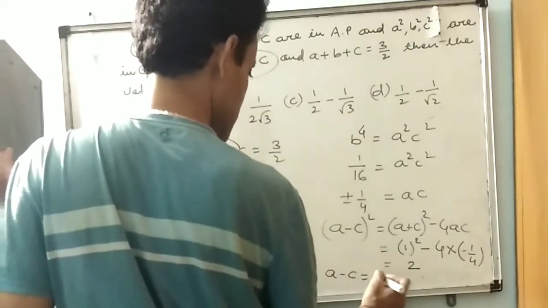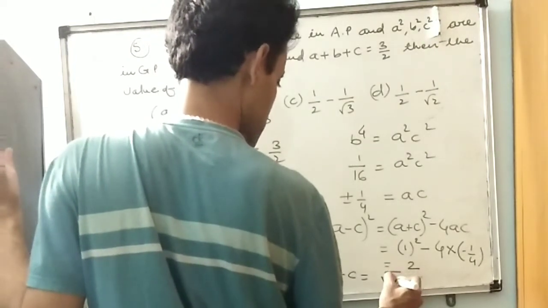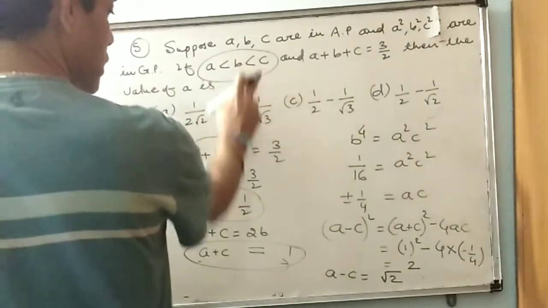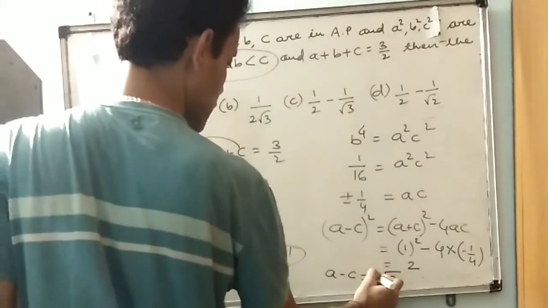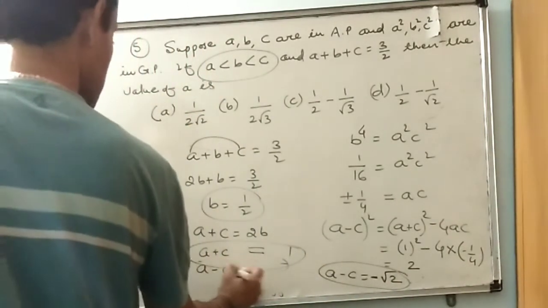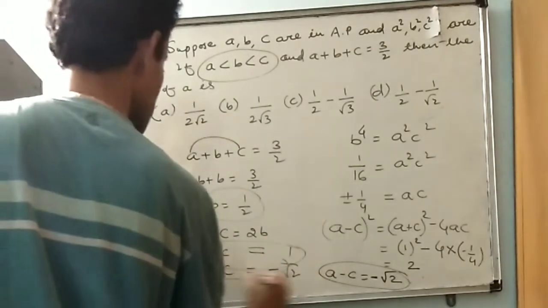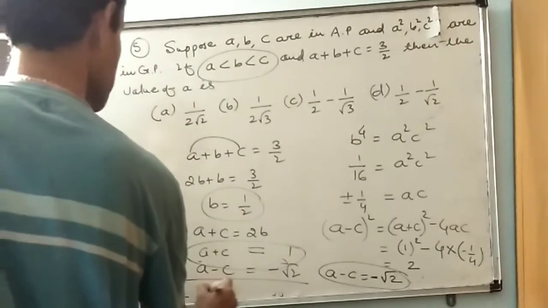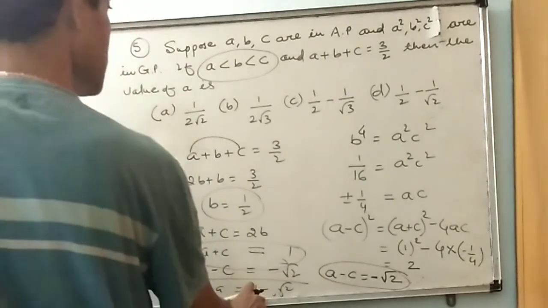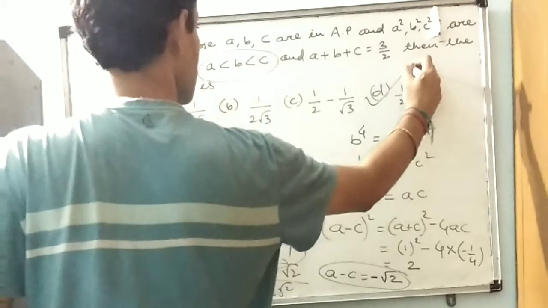Therefore we'll get A minus C is equal to, again we have two options, should we take plus root 2 or minus root 2. Look at this, since C is bigger, therefore A minus C will give us a negative value. So A minus C is equal to minus root 2. Simplify this one with A plus C, and we want to know the value of A. Alright, we got it. 2A is equal to 1 minus root 2. So A is 1 by 2 minus root 2 by 2, that is 1 by 2 minus 1 by root 2. Option D is correct.